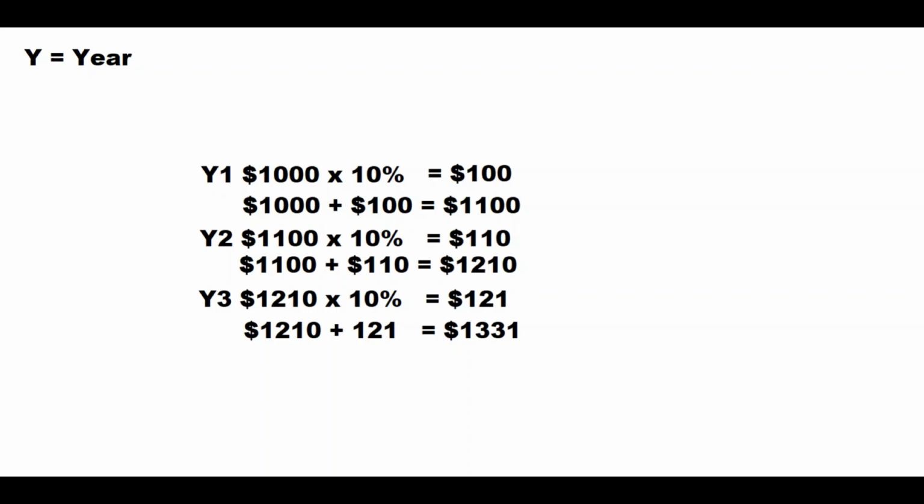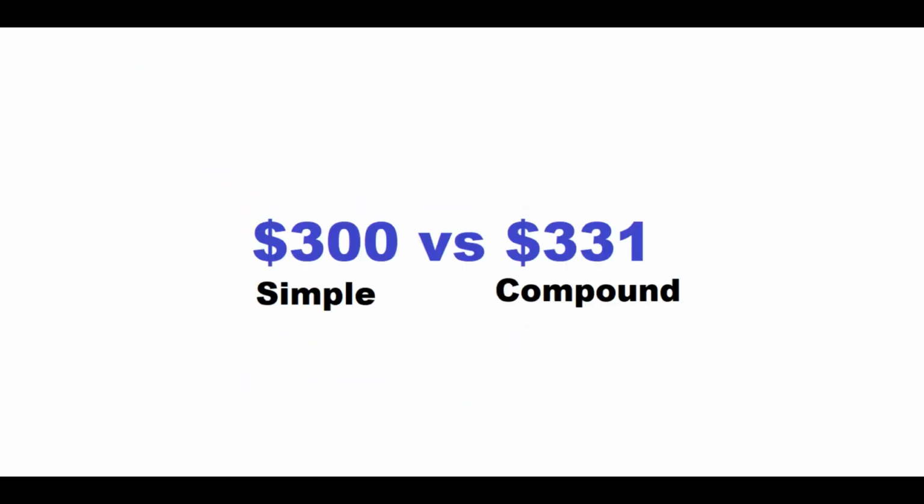In the third year, we do the exact same thing. $1,210 times 10% gives us $121, and then we add that onto the $1,210 to give us $1,331. Now, since we just want the interest, we're going to minus the original principal of $1,000 off the $1,331 to give us $331. Now, as you can see, that's a bit more interest over our simple interest.